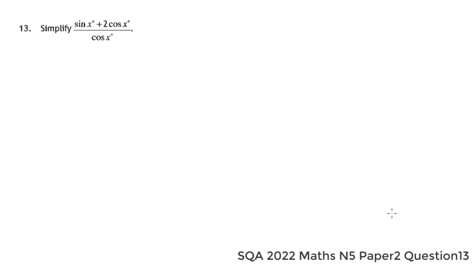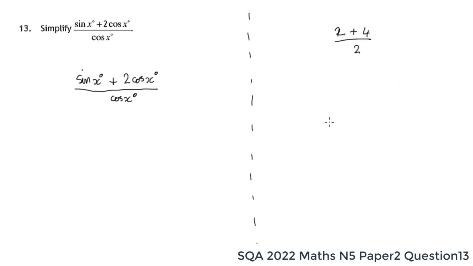Question 13. A trig question. Simplify this fraction. Well, on the numerator, the top of the fraction, we've got a sum of two trig expressions. And then on the bottom of the fraction, the denominator, we've got cosine of x. Let's look at a numerical example. Suppose we have 2 plus 4 and we're dividing that by 2. Now you know that comes to 6 over 2, which is 3.